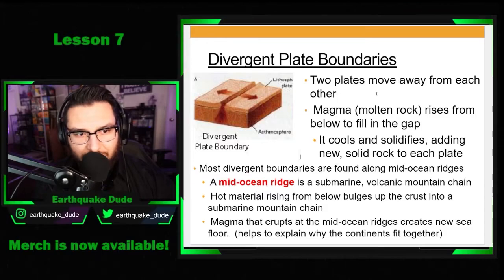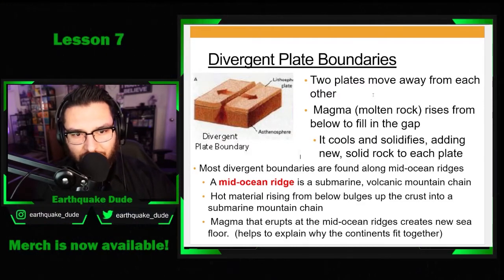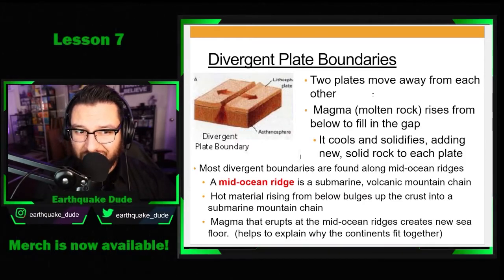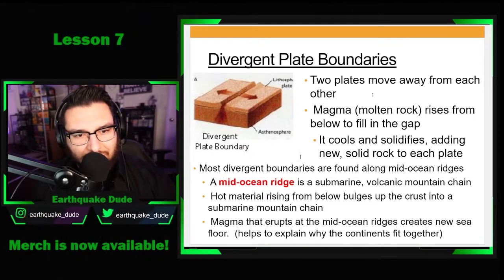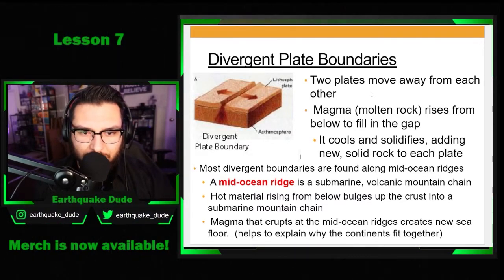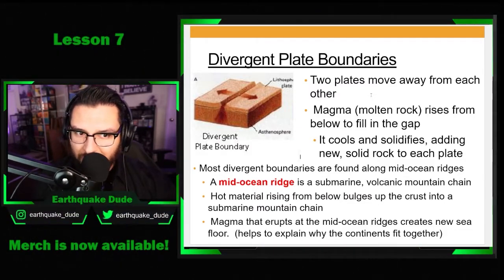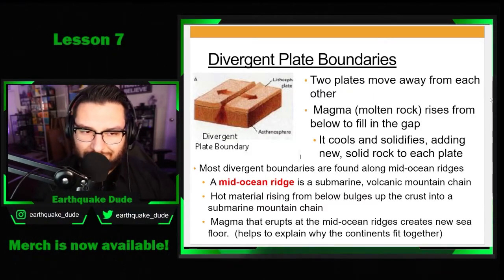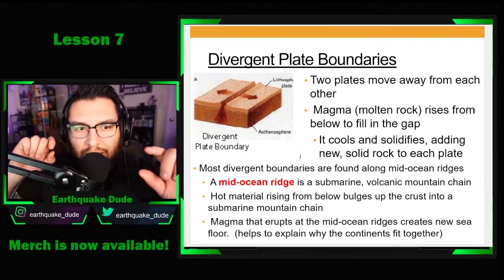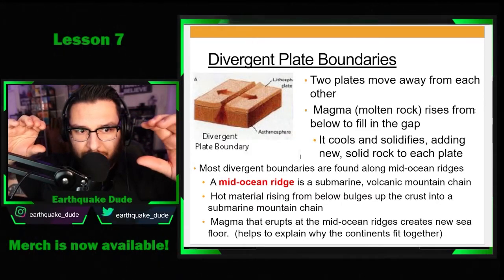Now, most divergent boundaries are found along mid-ocean ridges. If you don't know what a mid-ocean ridge is, it's basically a submarine volcanic chain. Most of these are underwater, so we don't really interact with them. But the idea is that hot material rises up below, bulging up the crust into the submarine mountain chain. That magma touches the water and instantaneously cools into the new rock called basalt. So the main thing you want to take home here is that divergent plate boundaries are literally just moving apart from each other, moving away.